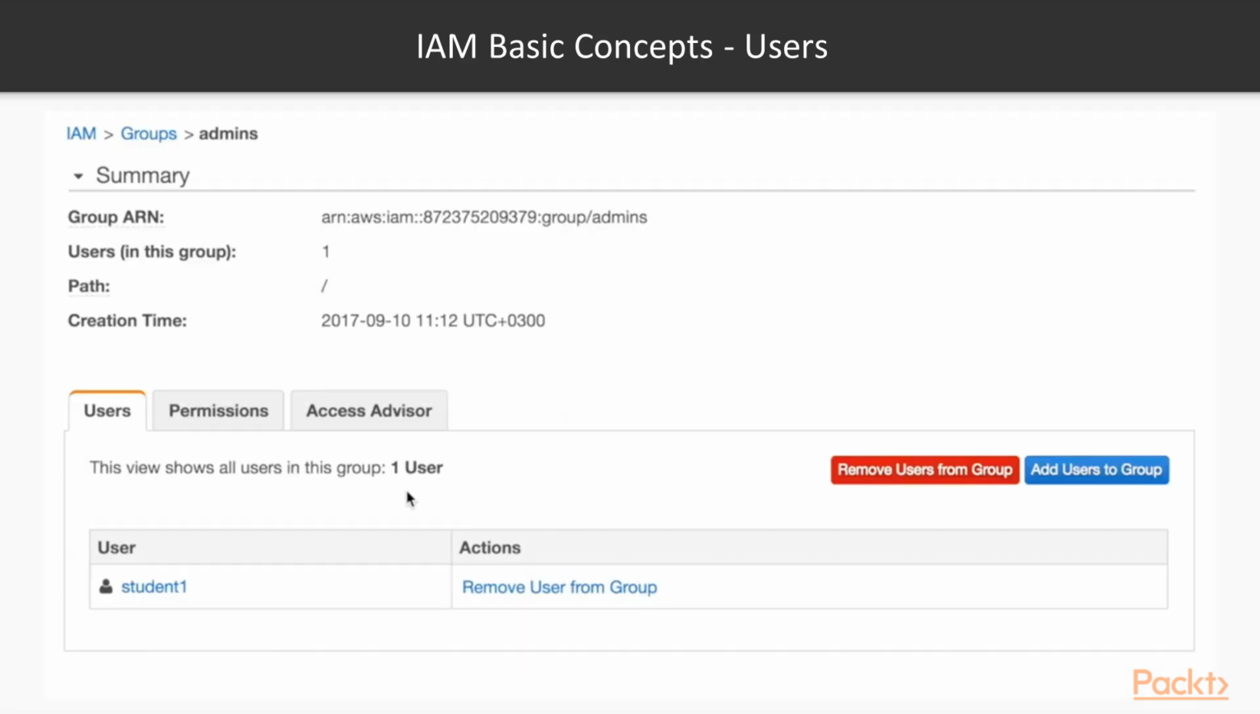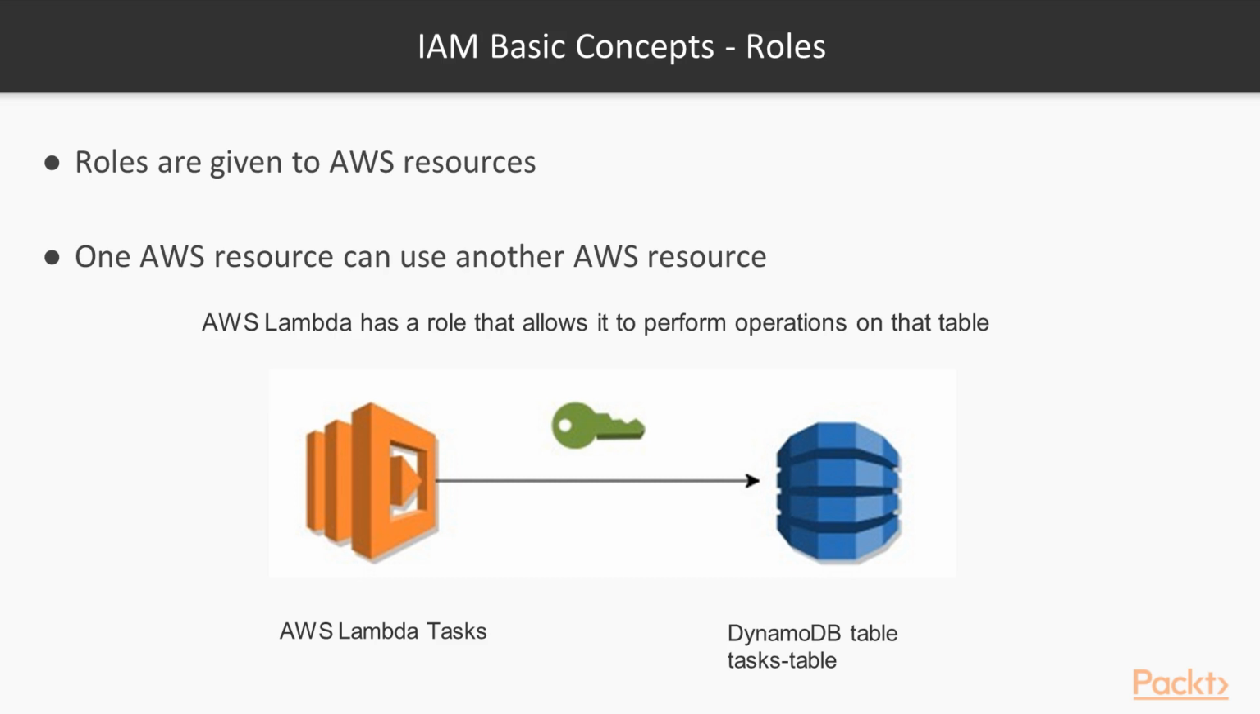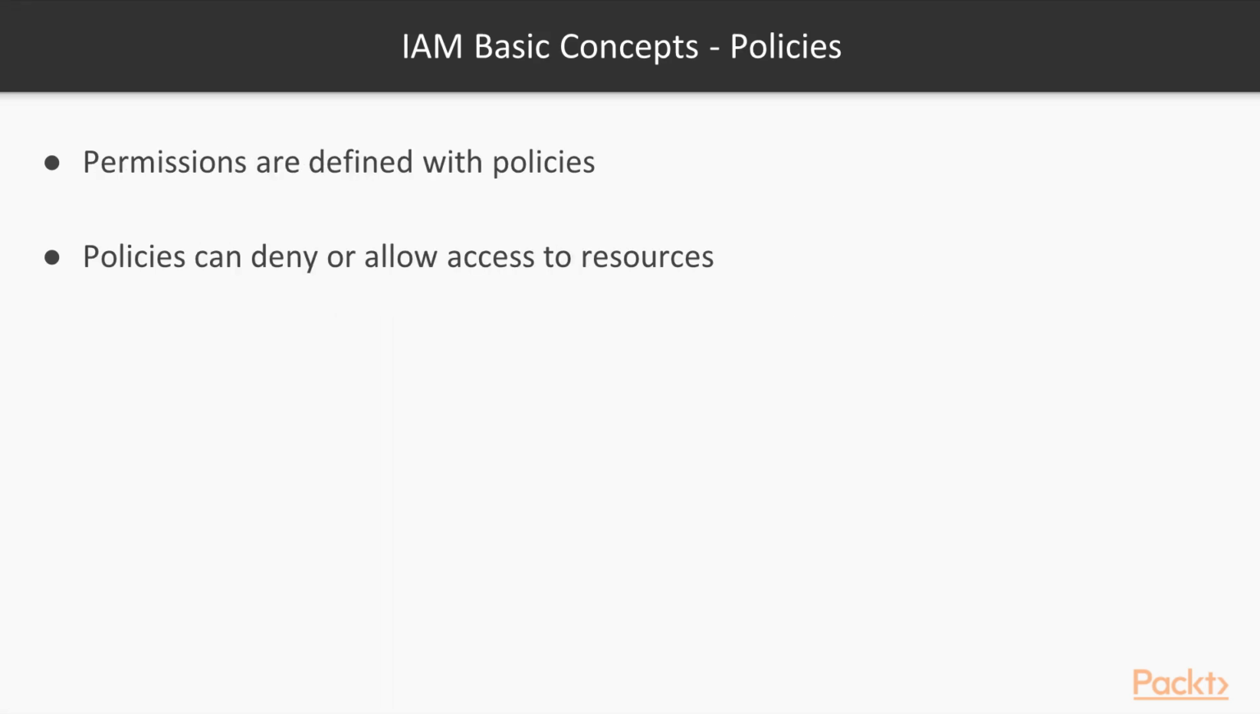Groups are collections of users. When users are created, you can assign permissions, but it's a good practice that users are created with no permissions, as we did with student 1, and then assigned to a group, and the group is the one that has the permissions. Another important concept in IAM is roles. Roles are assigned to AWS resources, so one AWS service can talk to another AWS service. For example, our Lambda task can perform some operations on the table tasks. Policies are documents that define one or more permissions to users, groups, and roles.